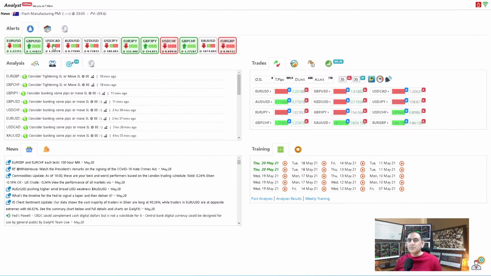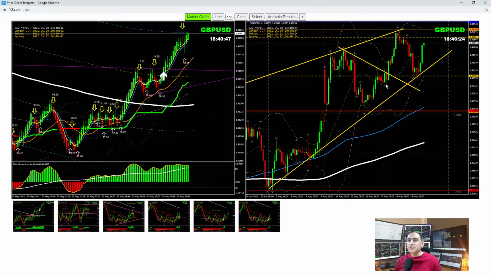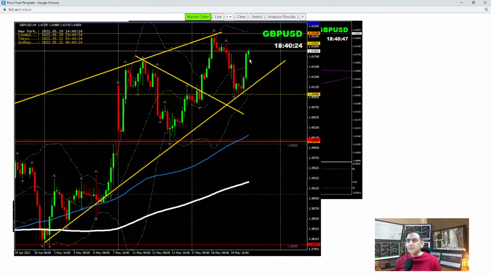All right, let's move into the pound dollar, guys. If you look at the pound dollar 4-hour chart, as you can see, yesterday in my analysis, we had this breakout. We had amazing short trades from yesterday, banked beautiful pips. As you can see here, that's the support level.